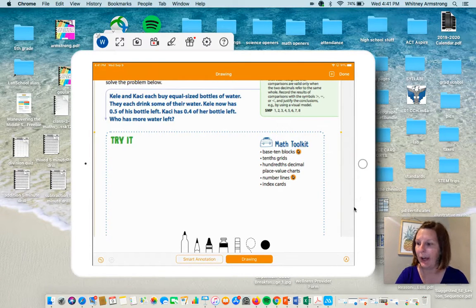So we're going to look at this first problem here, and it says that Keely and Casey buy equal-sized bottles of water. They each drink some of their water. Keely now has 0.5 of his bottle left. Casey has 0.4 of her bottle left. Who has more water left?